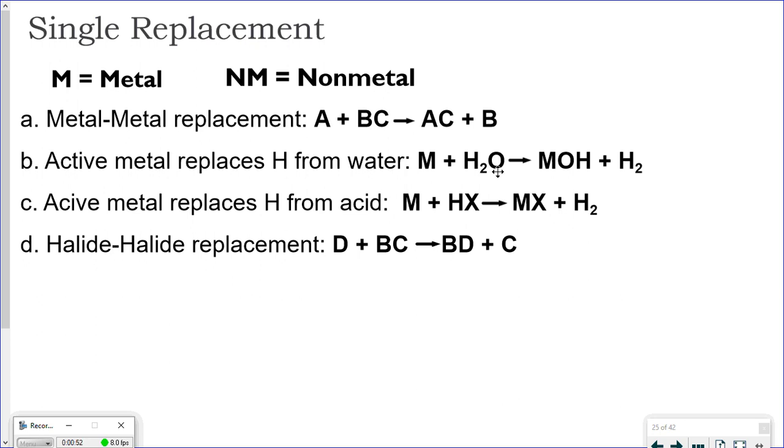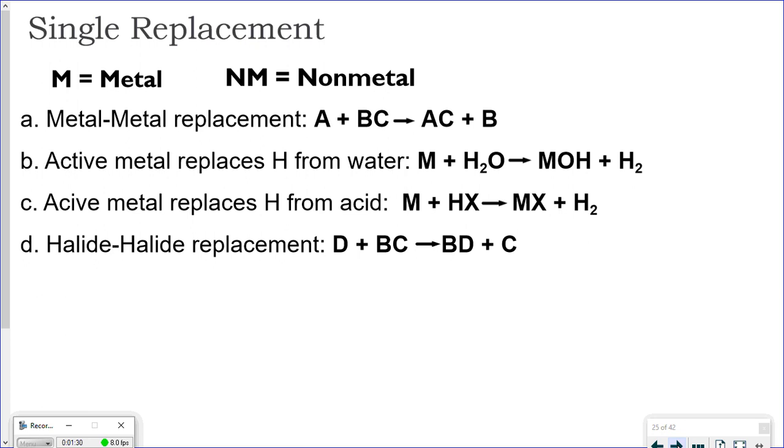If your compound is water, you can have a metal replace a hydrogen from water. So that will make the metal hydroxide and then hydrogen. You can also have a metal react with an acid, where yet again the metal and the hydrogen are switching places. So it makes the metal with that anion and hydrogen. If the element by itself is a nonmetal, it is going to switch places with the nonmetal that is in the compound. So here D and C are switching places.